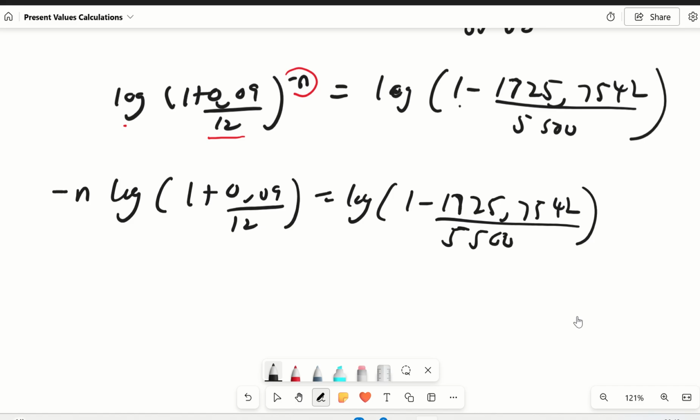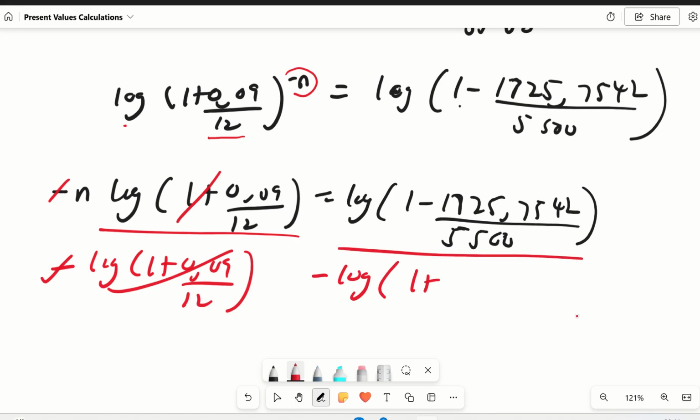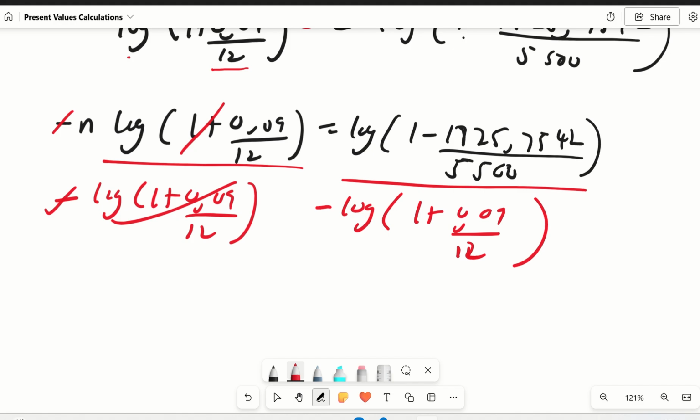Alright, so the aim is to be left with n alone on one side, so you're going to go log of (1 plus 0.09 over 12), then minus there, so that this minus cancels that, and this cancels that. What you do on one side, you must do on the other side. Don't forget the minus there. Can you guys punch this in and tell me the answer?